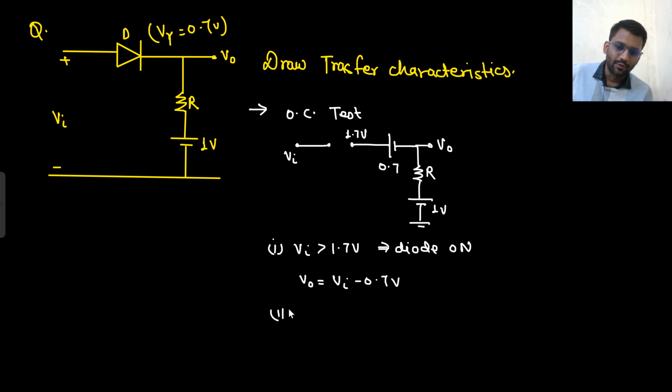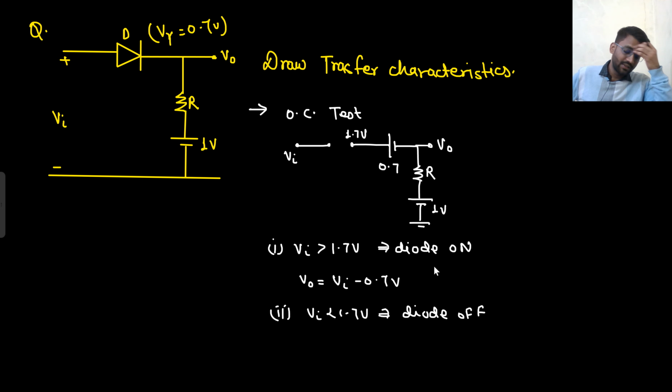Well and good. And for V in less than 1.7 volt, what will happen? The diode will be off. So if diode is off, what will be the output voltage? It is 1 volt minus 1 volt. If diode is off, simply this will have no current. So this 1 volt will go here. So output voltage will be 1 volt.